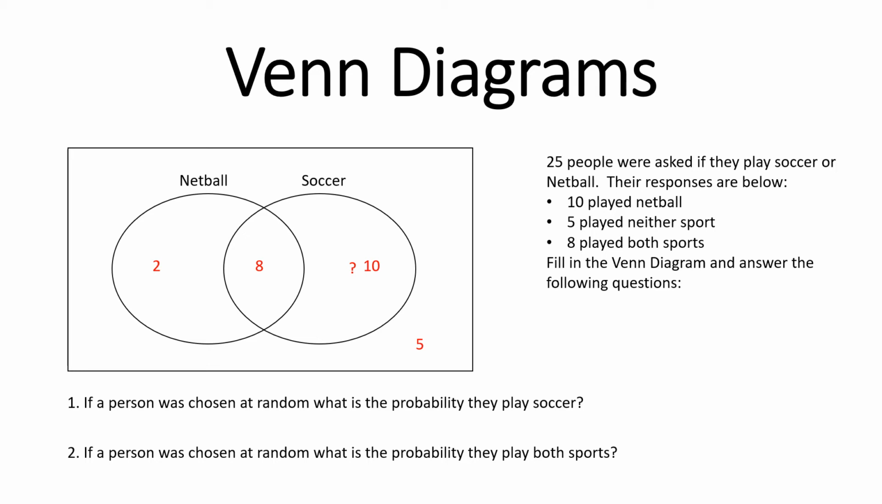Now remember, when we're doing a probability, we're going to do it as a fraction and we're going to do our favourable outcomes over our total outcomes. So we will have 18 over our total of 25. Question 2. If a person was chosen at random, what is the probability they play both sports? Once again, we'll go to our Venn diagram and we can see that the people who played both sports, there was 8. So our answer to question 2 will be 8 over 25.